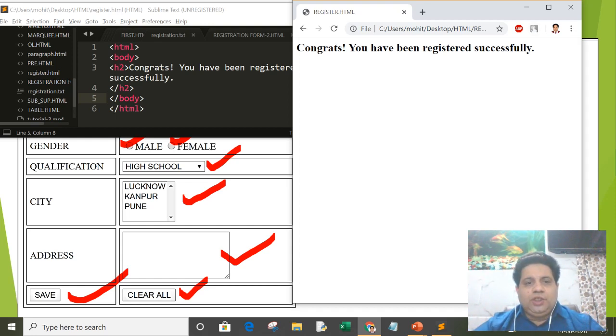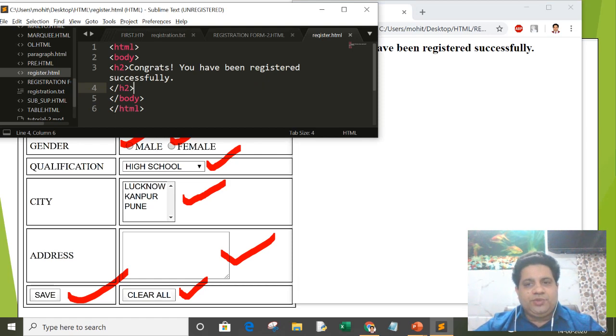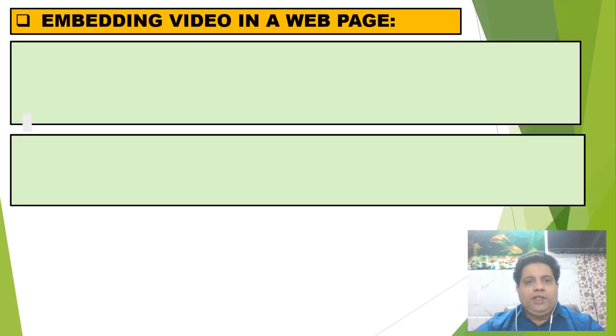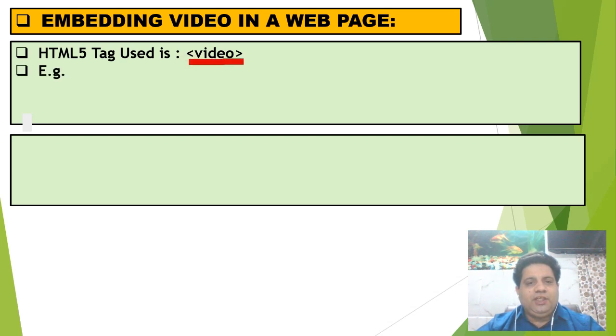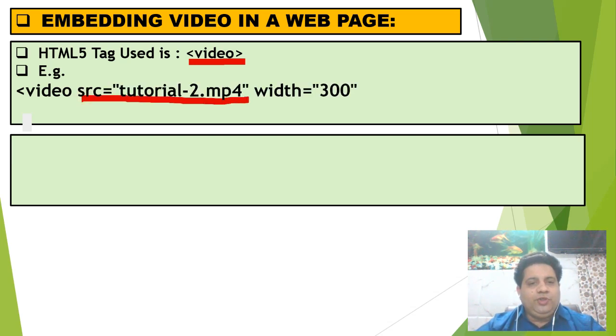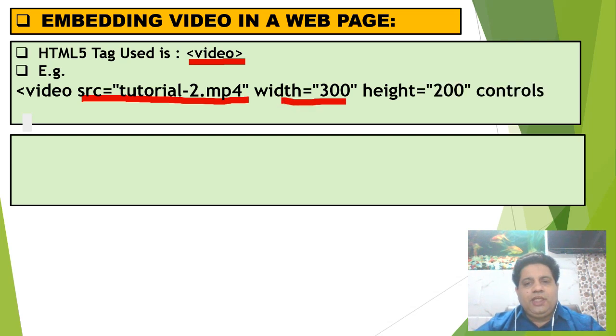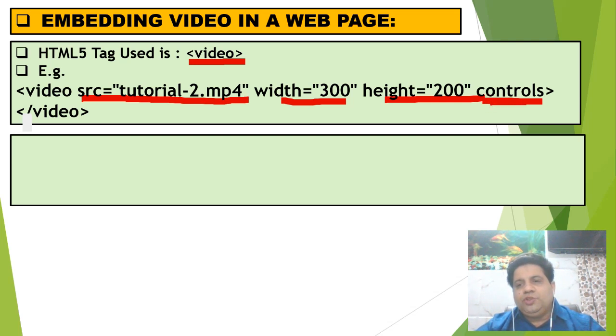Okay. So the coding of this form you can find in the description given below. Now at the last, I will tell you how to embed a video in a web page. Very simple. The HTML5 tag used is the video tag. HTML5 has given a new tag called video. In this tag, you have to use one src attribute where you will give the path of your video file. Then you will give the width and height. And there is one attribute, controls. This controls will allow you to play the video, pause the video, stop the video, and then close the video tag.